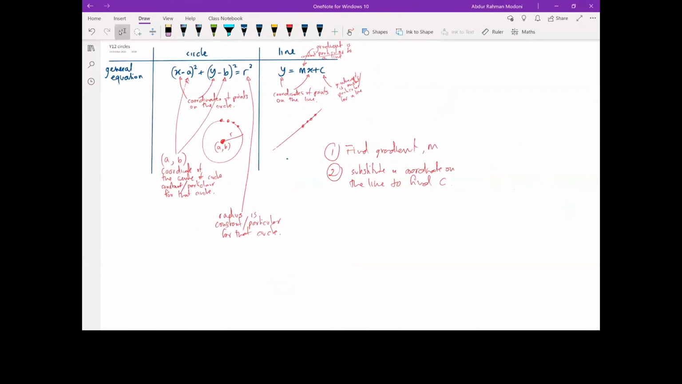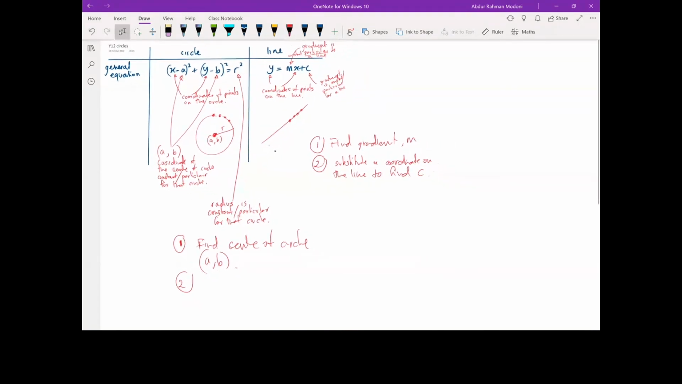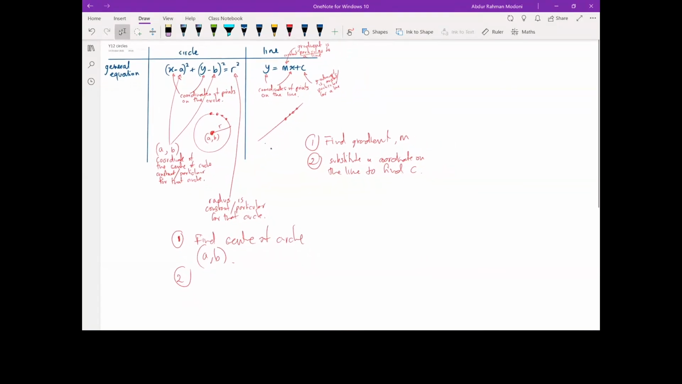Now we can do the same thing for a circle. What do we do first? Well, you can find the center of the circle, a, b. And once you've found that, just like the line, you would then know a, b, and if you have a coordinate which is on the circle, x and y, you can substitute that, and the only unknown that you'll be left with is r. So then you'll be able to find out what that radius r is.